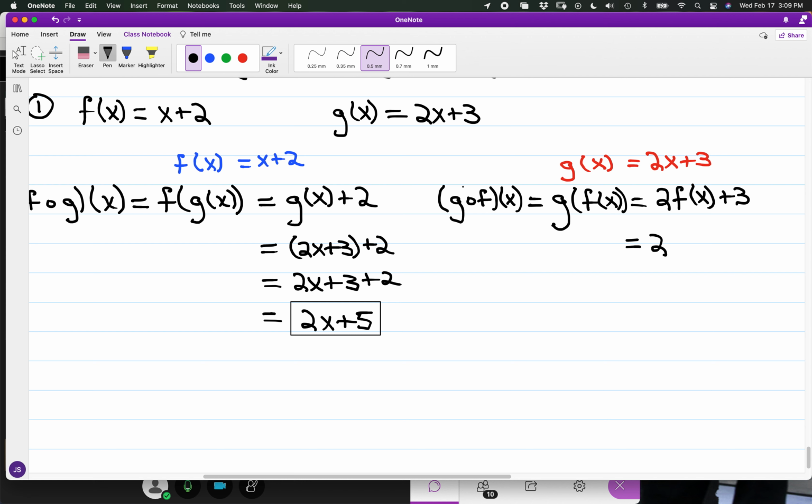So f of x is x plus 2. So 2 times f of x is going to be 2 times all of x plus 2, followed by the addition of 3. And with distributing, you have 2x plus 4, followed by the addition of 3. And so for this output, this will come out to 2x plus 7.